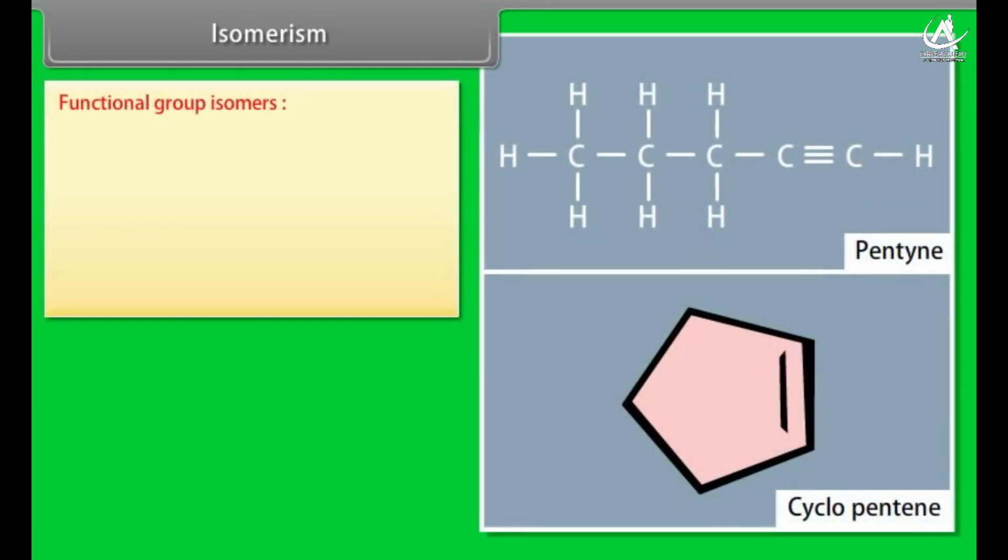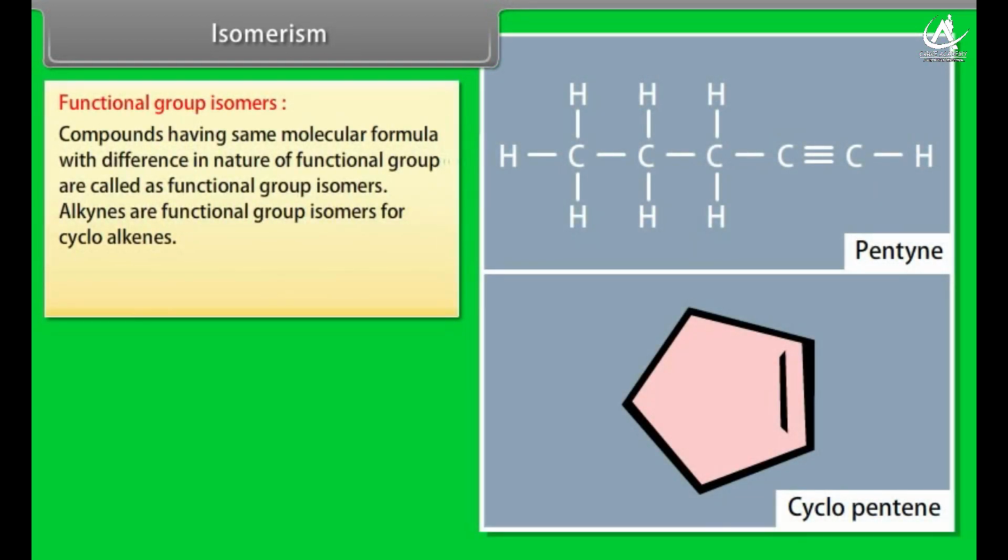Functional group isomers. Compounds having the same molecular formula with a difference in nature of functional group are called functional group isomers. Alkynes are functional group isomers for cycloalkenes. For example, pentyne and cyclopentene are functional group isomers.